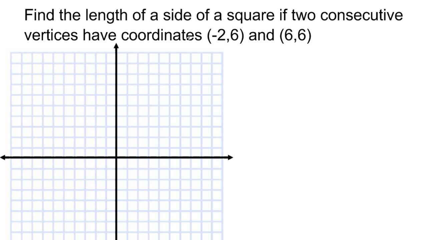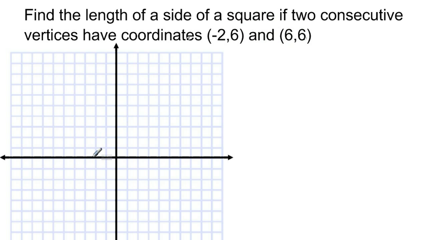Okay, Brianna, so take a look at this. The question you have is: find the length of a side of a square if two consecutive vertices have coordinates (-2, 6) and (6, 6). So what I'm going to start by doing is just graphing these 2 points.